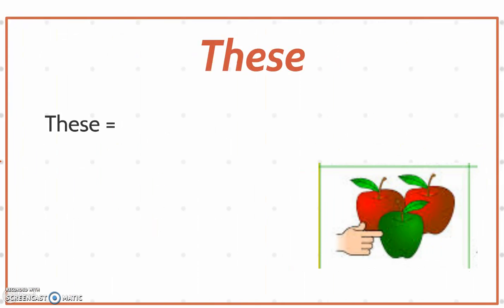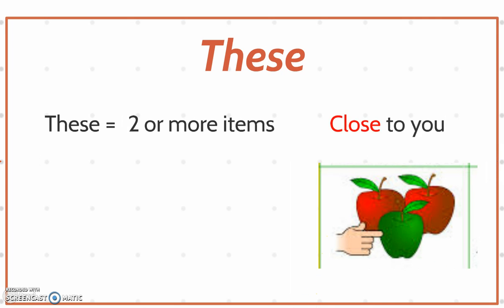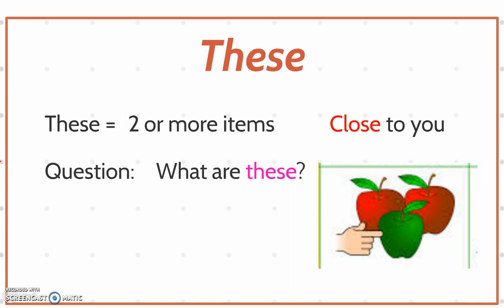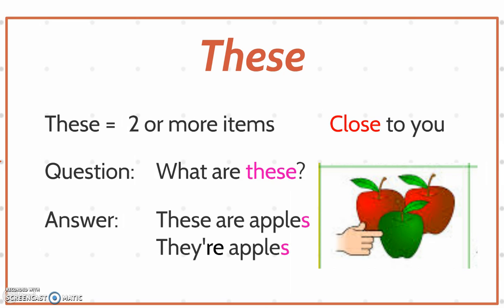These refers to two or more items. You see, there are three apples now, and these items are close to you. The apples and the hands, they are very close. So if we want to know about two or more items that are close to us, the question would be, what are these? And the answer, these are apples, or they're apples. Because we're talking about more than one object, we have to use the plural of the noun, apples. That's why we have the S.